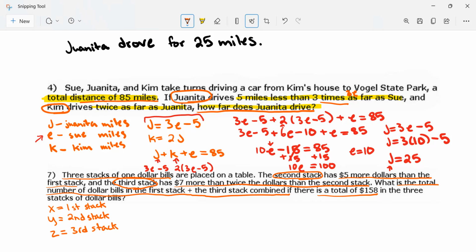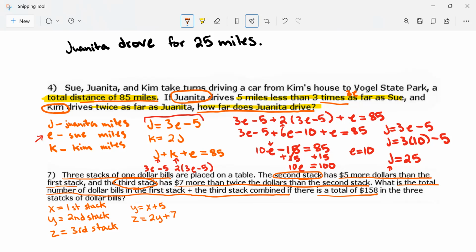Now, we're going to start putting down the givens, or the information that they provided us. We know that the second stack, so y equals, has 5 more dollars than the first stack. So it's going to be equal to x plus 5, because x is our variable for the first stack. The third stack, which is z, has 7 more than twice the dollars in the second stack. So twice the dollars in the second stack means we're going to multiply the second stack by 2. So it's going to be 2y plus 7, because z is 7 more than 2y. So plus 7.